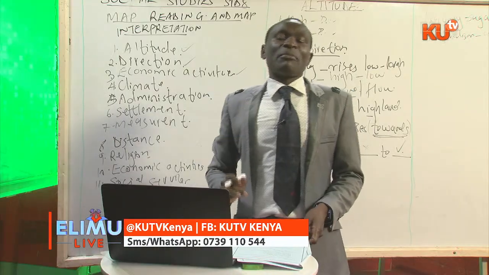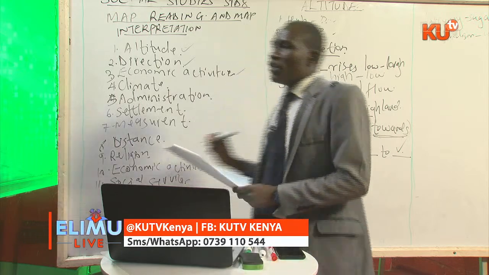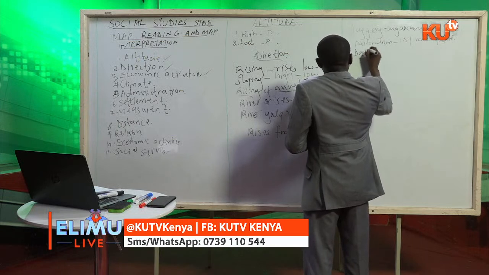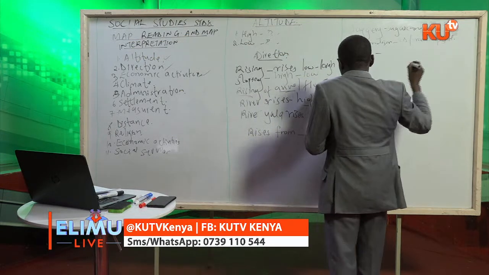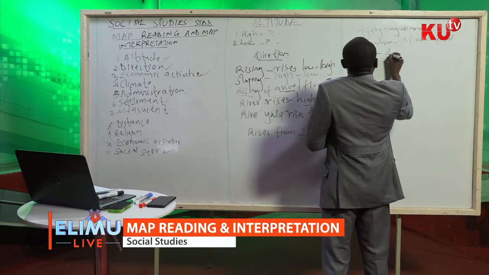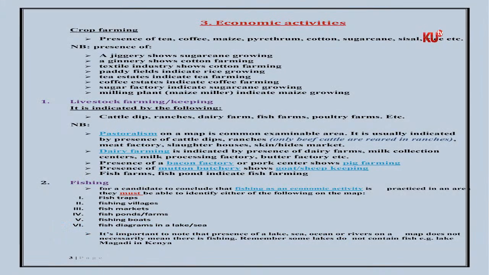What about dairy farms? Indicators of dairy farms on a map: you will see dairy farms, you will see dairy farming, milk production or milk collection centers and milk processing centers. You will also see butter factory. If you see butter factory, that is an indicator of dairy farming.